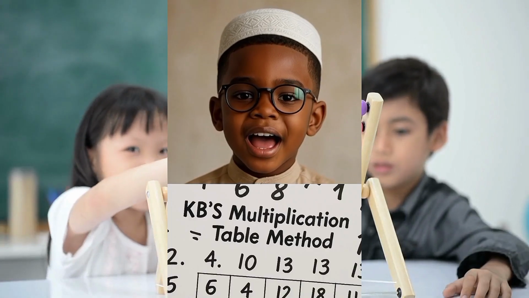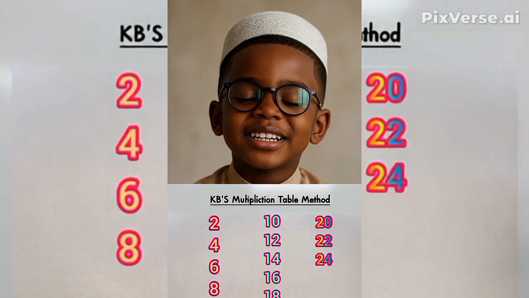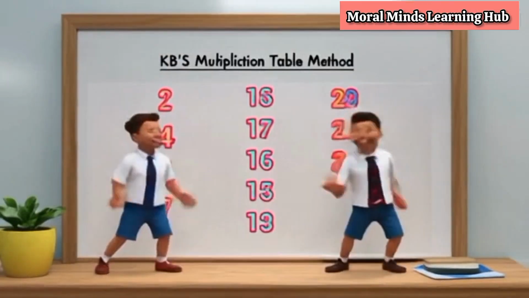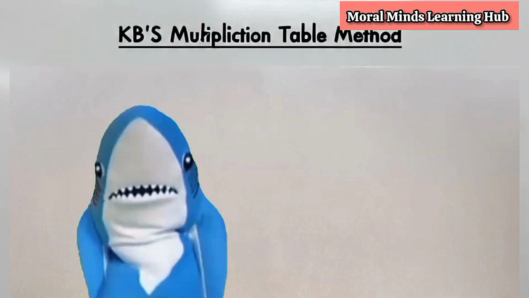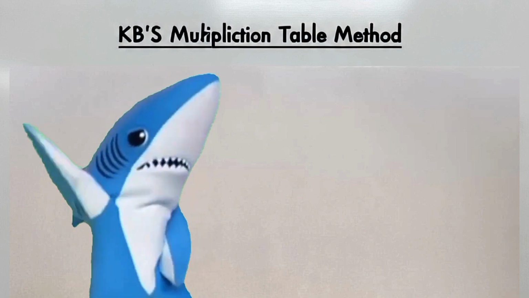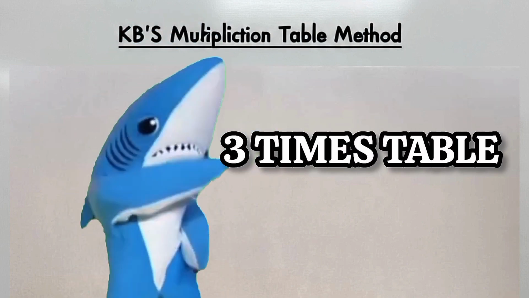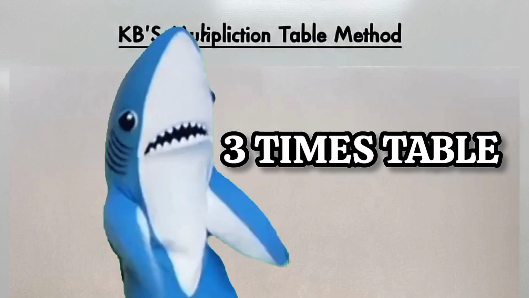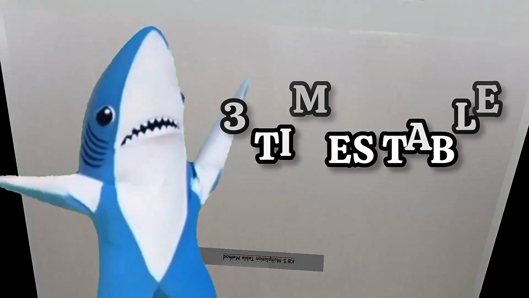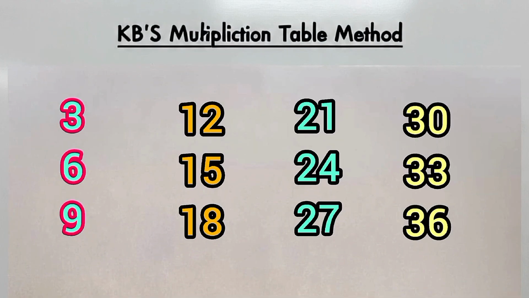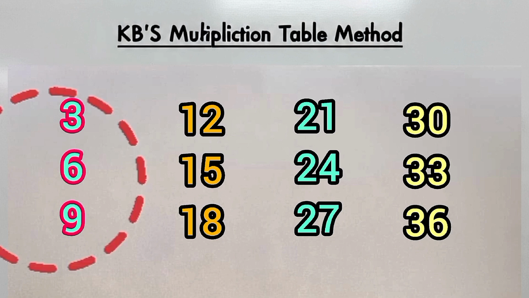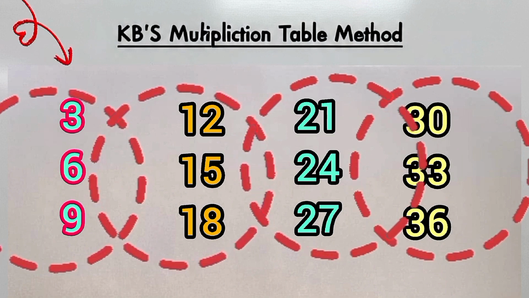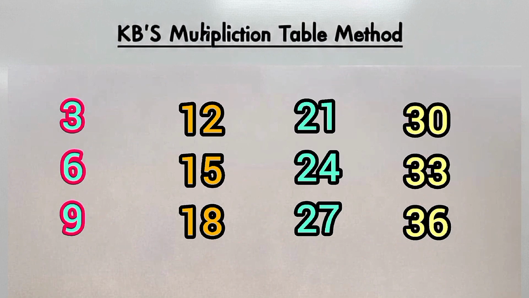Last time we explored the multiplication table of 2 using KB's awesome method. And guess what? Today we are taking it up a notch. We are going into the thrilling world of the 3 times table. Are you ready to become multiplication masters? Alright, let's get started. Just like before, we are using KB's table method. This method breaks down the multiplication table of 3 into 4 easy segments, so you can remember each part forever.